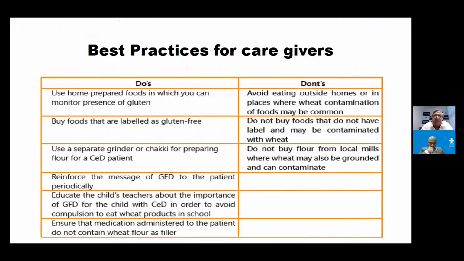Best practices for caregivers is to use home-prepared food in which you can monitor the presence of gluten. Buy foods that are labeled as gluten-free. Use a separate grinder or chakki for preparing flour for celiac disease patients. Reinforce the message of gluten-free diet to the patient periodically. Educate the child's teachers about the importance of gluten-free diet for the child with celiac disease in order to avoid compulsion to eat wheat products in school.